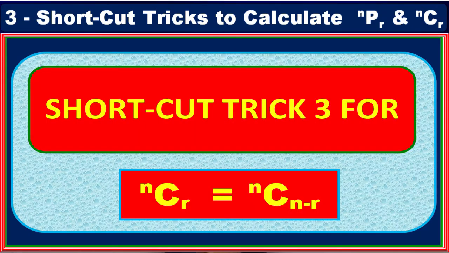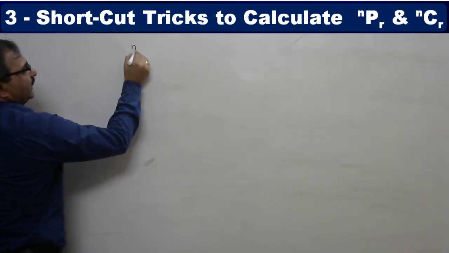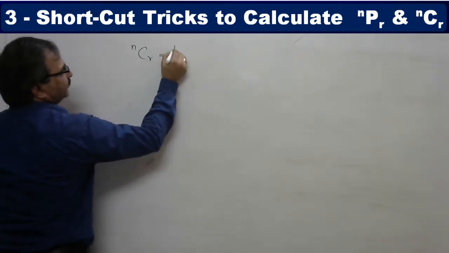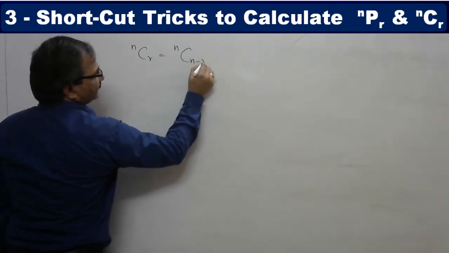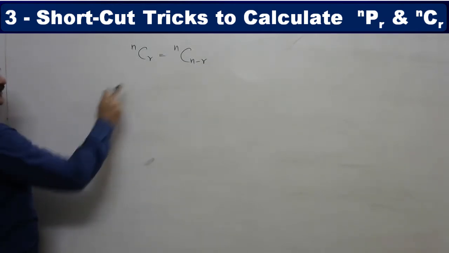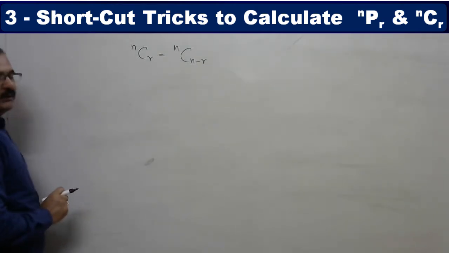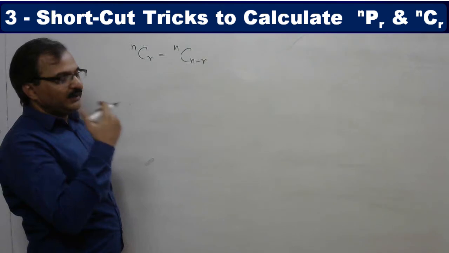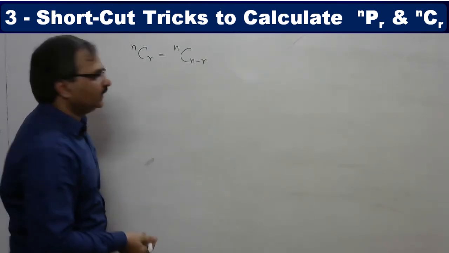Children, for calculating the value of nCr, there is one more formula which is very frequently used in questions based on combination. And the formula is nCr is equal to nC(n minus r). Now let us see how this formula is applicable in getting the value of nCr more conveniently.